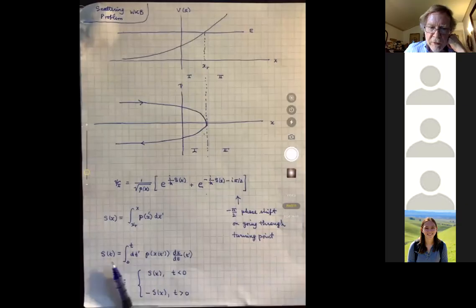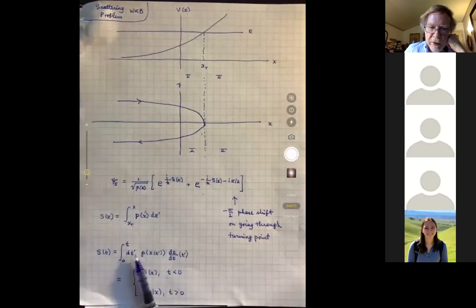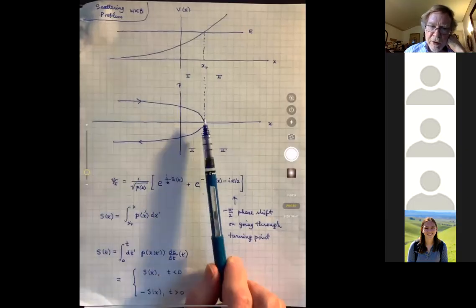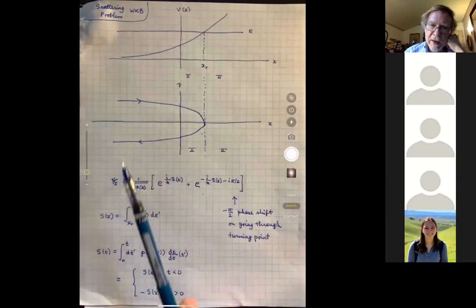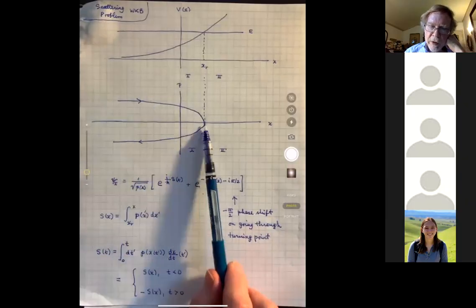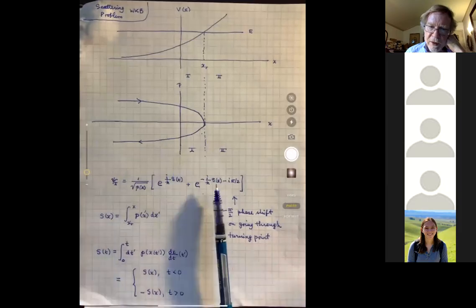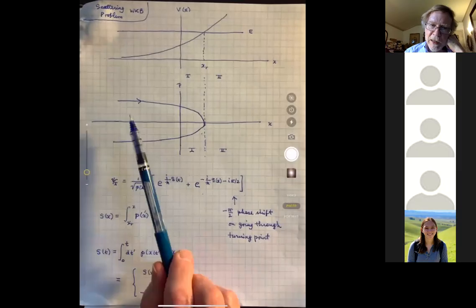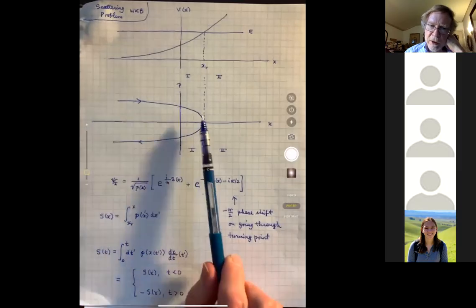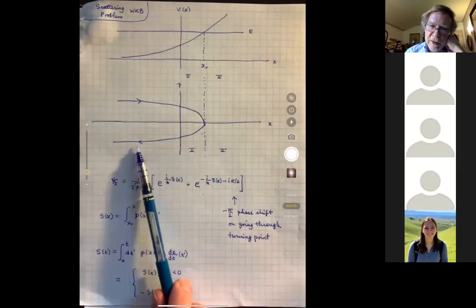In fact, you can consider this p dx as a function of time along the orbit, call it the function S of t. If we make t equal to 0 at the turning point, so that S of t vanishes there, then S of t is equal to S of x on the upper branch, where it's negative, and it's equal to minus S of x on the lower branch, where it's positive. So basically, the p dx just keeps increasing as a particle moves along its orbit like this.